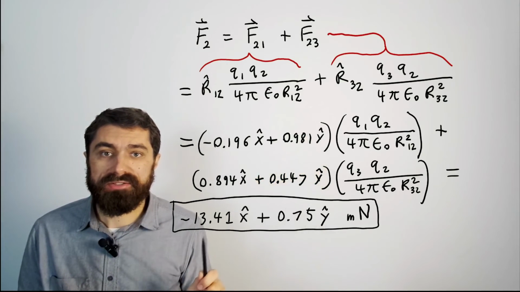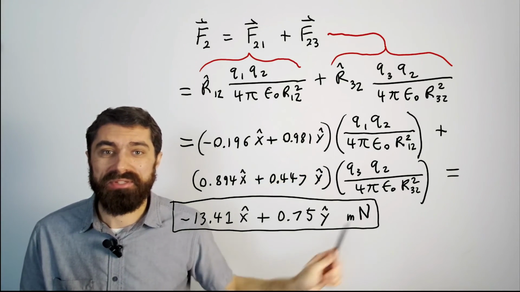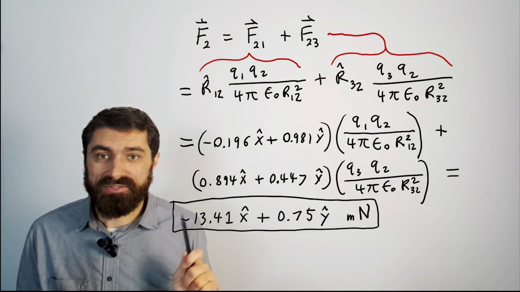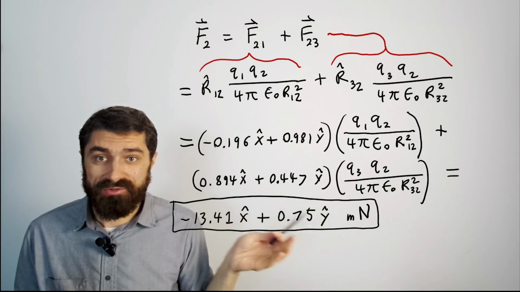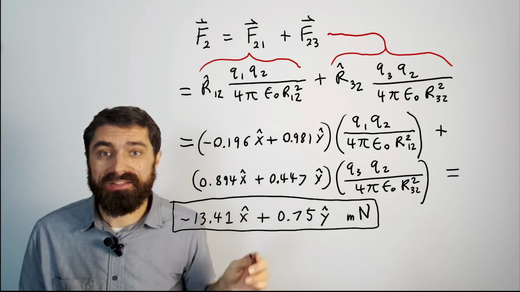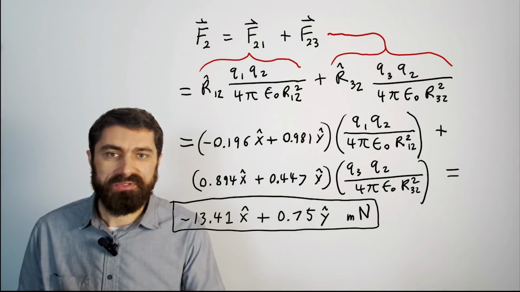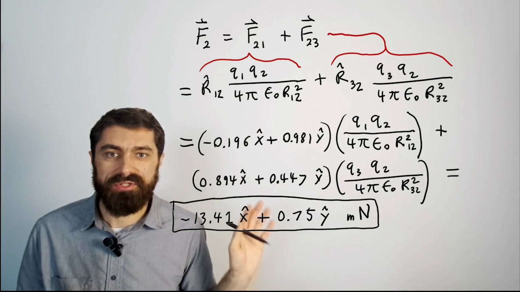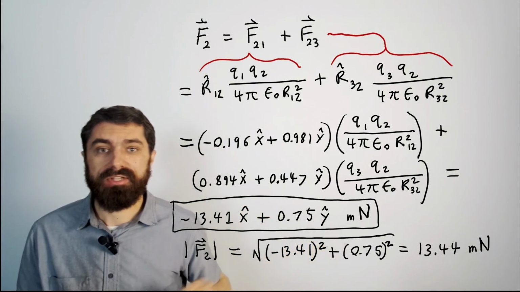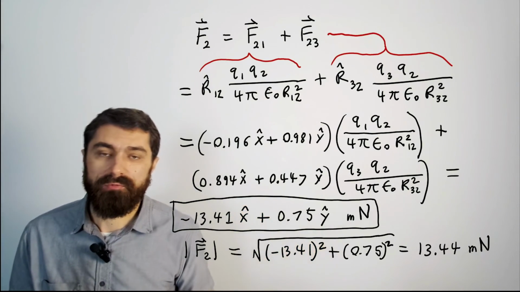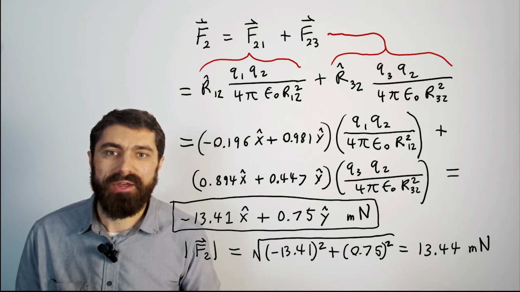This is minus 13.41 x hat plus 0.75 y hat millinewtons. This is the x part of the force, and this is the y part of the force on charge 2. And these are the values we calculated in the last video. See how much easier that was? It was literally just so systematic. We just plug and chug. And then if you want to find the magnitude, you just take the square root there: 13.44 millinewtons, which is what we calculated in the last video.